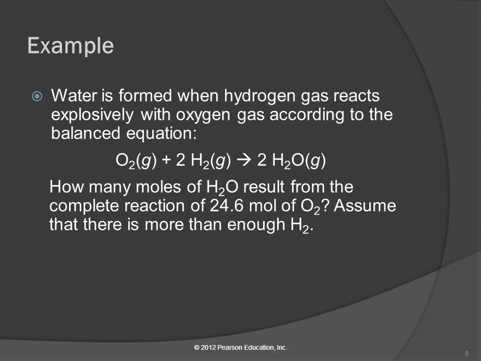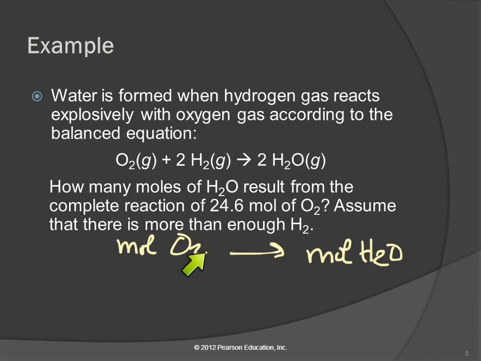Let's do an example. Water is formed when hydrogen gas reacts explosively with oxygen gas according to the balanced chemical equation. So here's the equation. How many moles of water result from the complete reaction of 24.6 moles of oxygen? Assume that there's more than enough hydrogen. So what are they asking us to find? Moles of water. How many moles of water? So we're trying to find moles of water, H2O. And what did they give us? 24.6 moles of oxygen. So we're starting out with moles of oxygen.